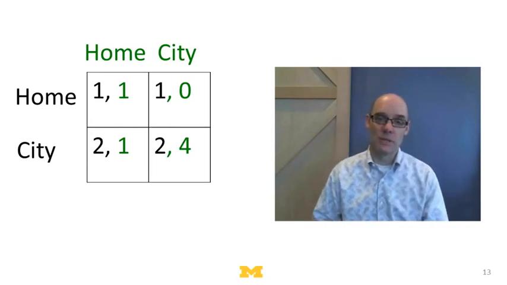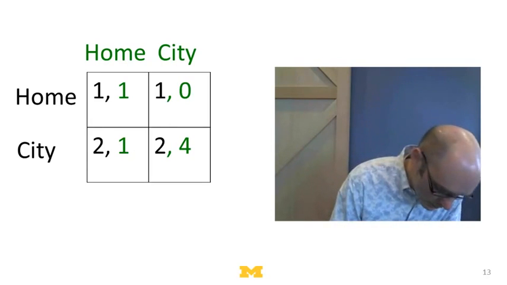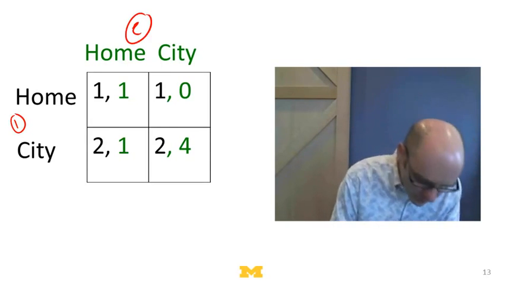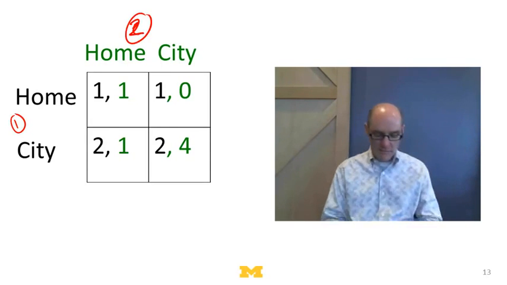Let's suppose there are 2 people. Let's call these people person 1 and person 2. This is what's called a normal form game. And this is a game payoff. I'll explain this in a second.